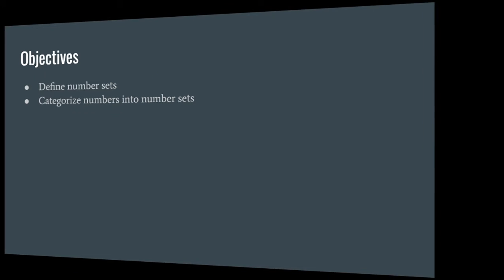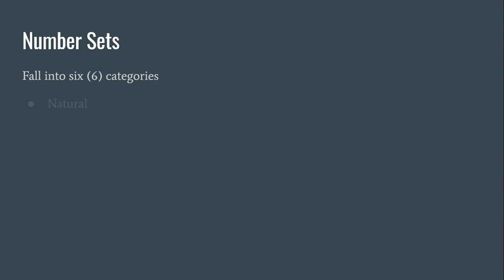Okay, so there's 6 main categories of number sets. You can see here: natural numbers, whole numbers, integers, not "integers", the G in this case is pronounced as a J, so it's "integer". Rational numbers, irrational numbers, and real numbers. Okay, so we'll go through all of these one at a time.